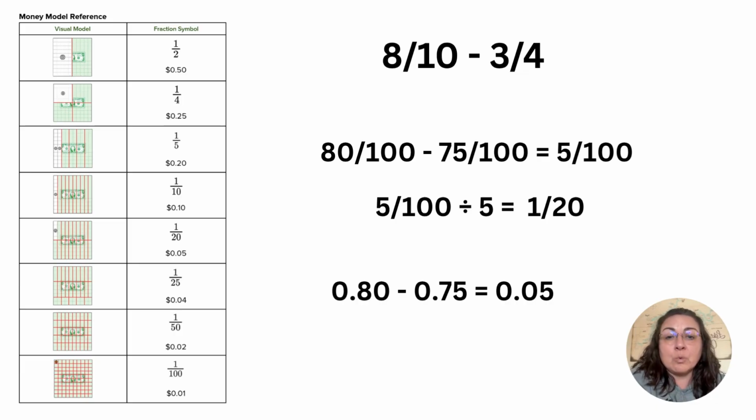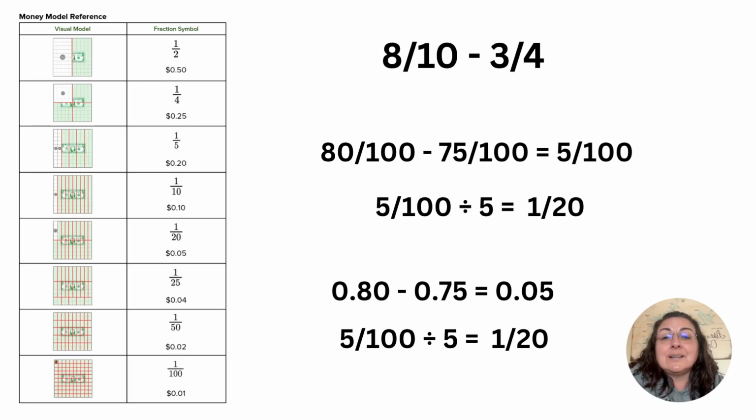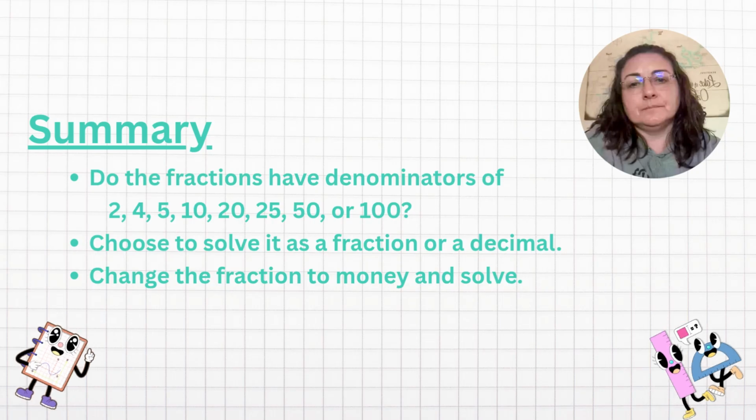Using decimals, 1 tenth is 10 cents, so 8 tenths is 80 cents, or 0.80. And knowing 1/4 is 0.25, or 25 cents, then 3 fourths is 0.75, or 75 cents. Subtract my decimals. 0.80 minus 0.75 equals 0.05. Convert this decimal back to a fraction the way I say it, 5 100ths, or simplified to 1/20th.